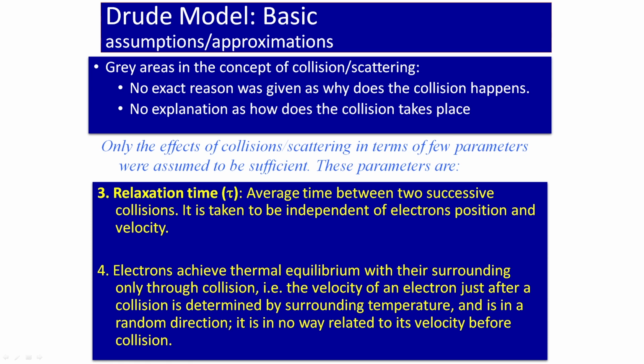So, two important things were used. One is the relaxation time, that is the average time between two successive collisions. It is taken to be independent of electron position and velocity. Electrons also achieve thermal equilibrium with their surroundings through these collisions. That is, the velocity of an electron just after the collision is determined by the surrounding temperature and is in a random direction. It is in no way related to the velocity before the collision. So, this is what was used by Drude.